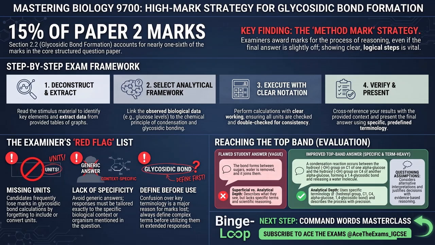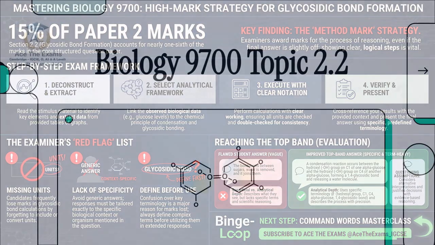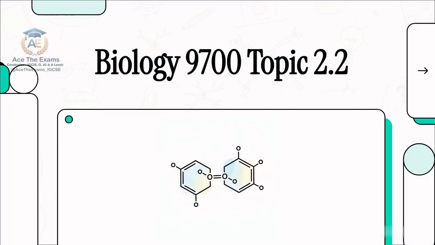Picture this. You flip open your Cambridge Biology paper 2, feeling totally confident. But what if a single, tiny missing word could literally drop your entire grade boundary? Well, it happens every single year. Students spend hours, days, memorizing textbook definitions, only to get completely blindsided by how examiners actually grade these multi-step biological pathways. Let's dive right into this explainer and make sure that doesn't happen to you.